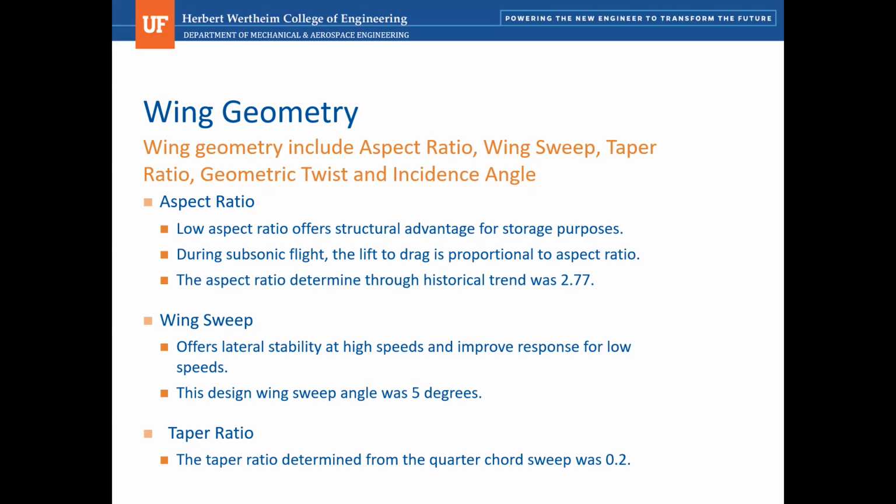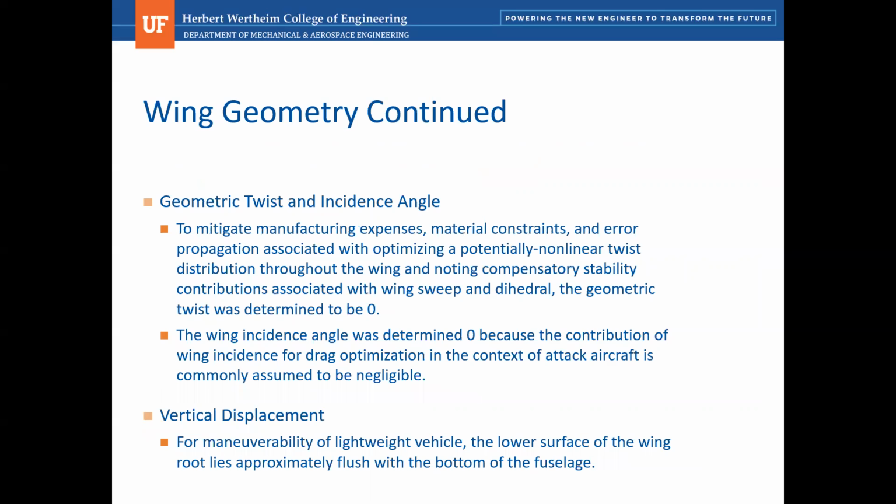The taper ratio was determined to be 0.2, and this is based off the quarter chord sweep in combination with historical data of other aircraft in its class. Geometric twist was chosen to be 0 for several reasons: manufacturing expenses, material constraints, and error propagation. Incidence angle was also determined to be 0 based off historical data of drag optimization for attack aircraft. It is essentially negligible, so incidence angle is not required. We selected the root of the wing location to lie flush with the bottom of the fuselage, and this is for maneuverability applications.